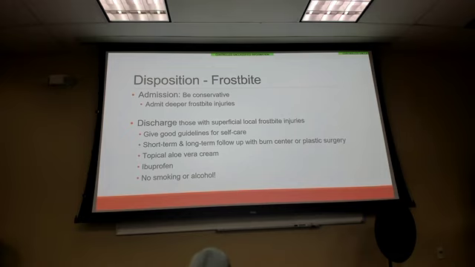What's our disposition? If it's just very superficial and we can ensure that they're not going back to a cold environment, then we can look at discharging them, but we have to make sure they have good follow-up so they can see somebody usually the next day. If not, then we need to admit those patients. Anything with a deeper frostbite injury, we're admitting. We want to make sure they have good pain control, anti-inflammatories.